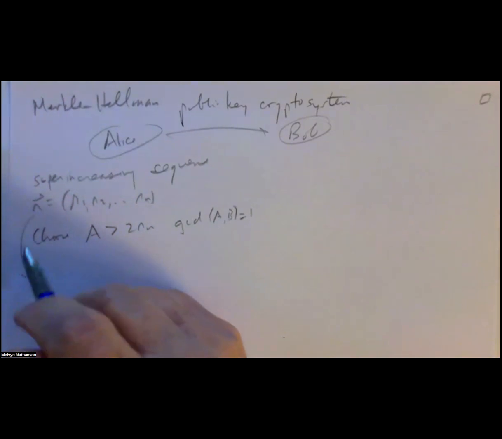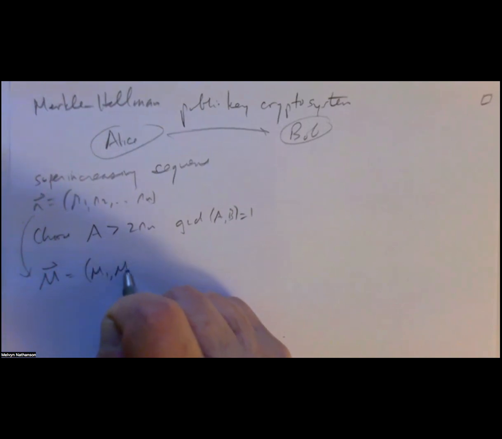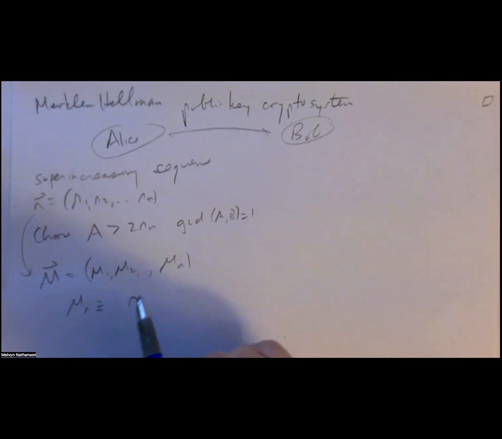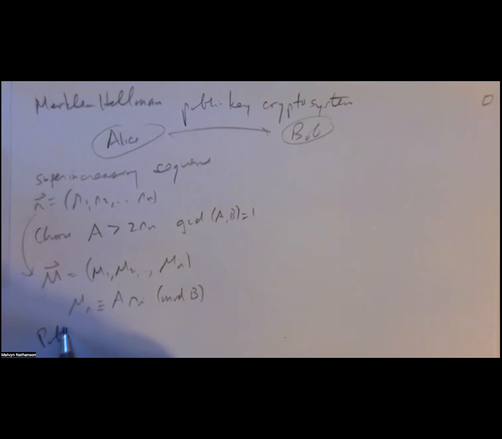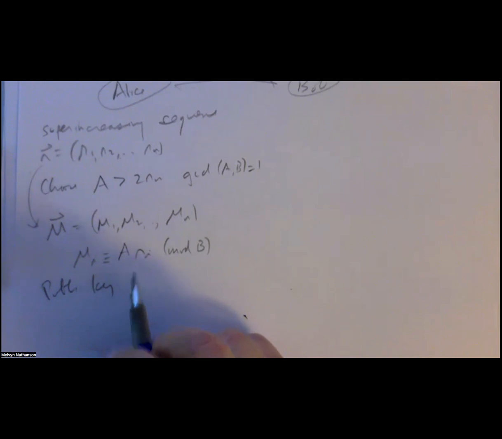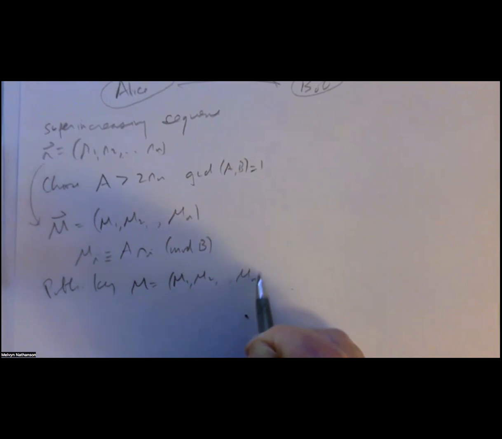And then she creates a new sequence, M1, M2, up to M sub n, where each of those numbers, M sub i, you get by taking R sub i, multiplying it by A, and reducing it mod B. And then her public key is the sequence M1, M2, up to M sub n.